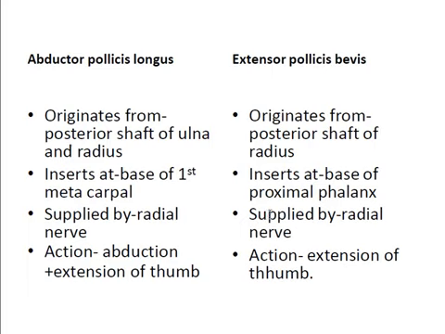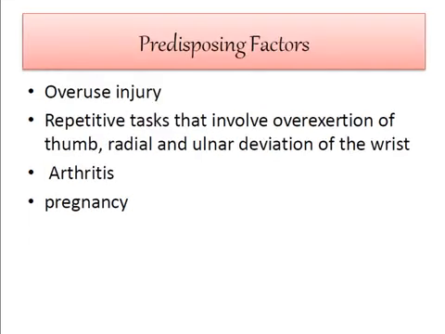Both are supplied by the radial nerve, while the former has an action of abduction and extension of the thumb, the latter performs the extension of the thumb. So these are the 2 basic tendons. The sheaths around the abductor pollicis longus and extensor pollicis brevis pass through the fibro-osseous tunnel. So that is where the main constriction or compression occurs.